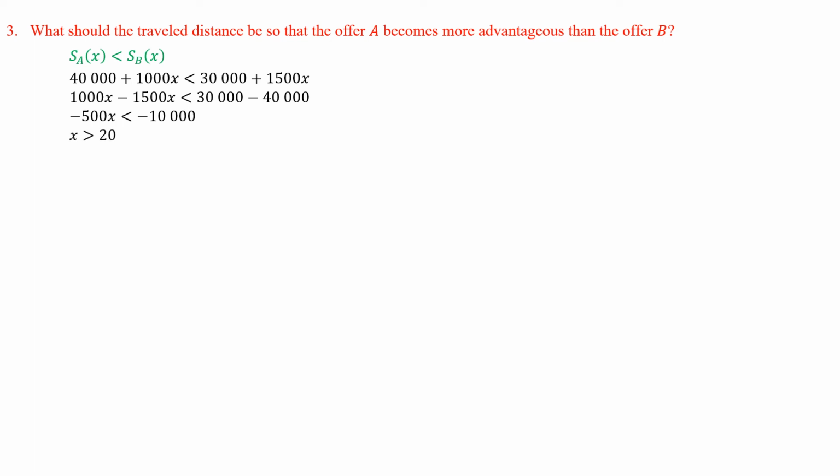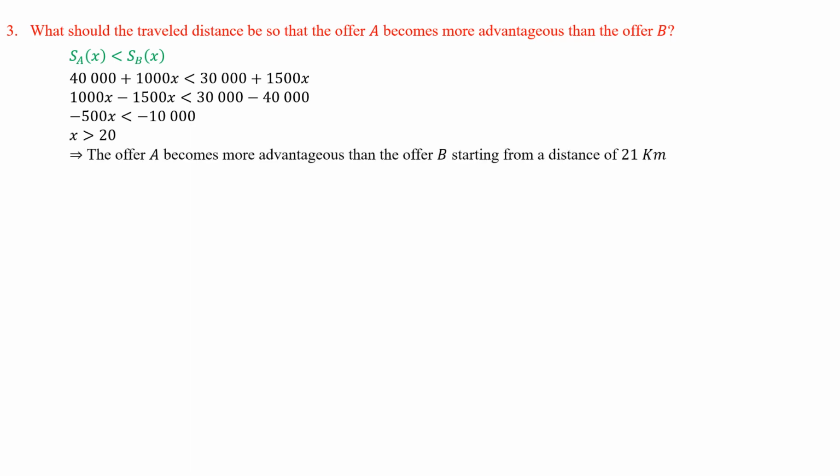To find x, you can see that the coefficient of x is minus 500. It contains a minus. That's why we have to change the inequality from less to greater, and x is greater than 20. This implies that the offer A becomes more advantageous than the offer B, starting from a distance of 21 kilometers. Since x is an integer greater than 20, that's why we start from 21.